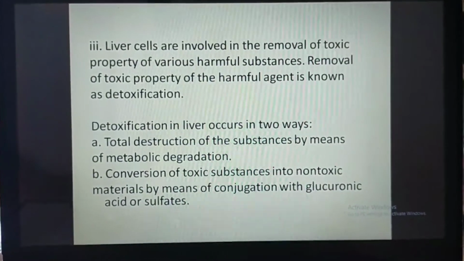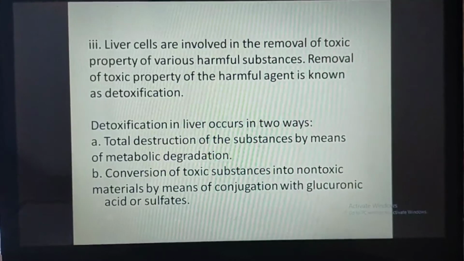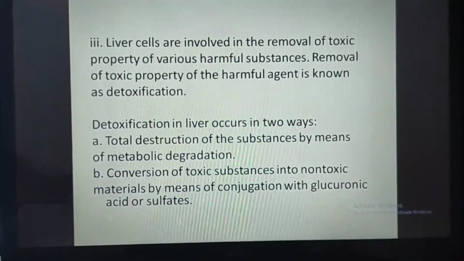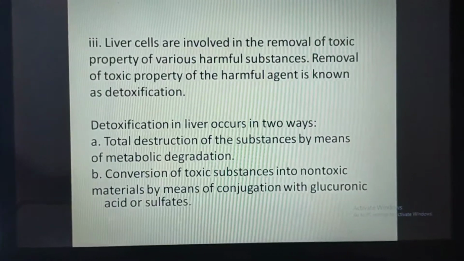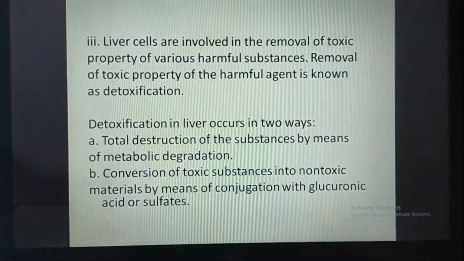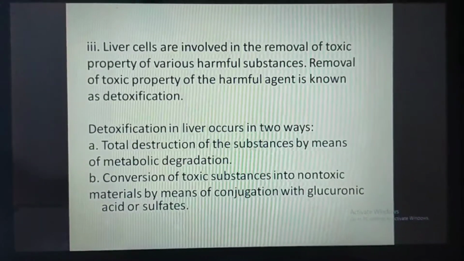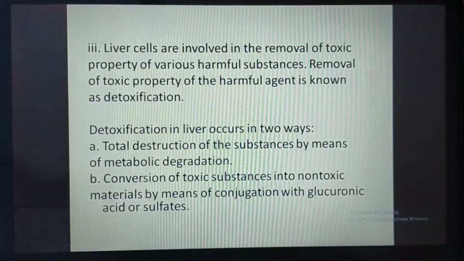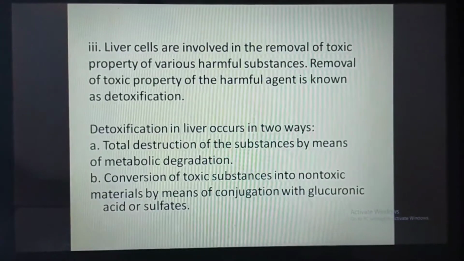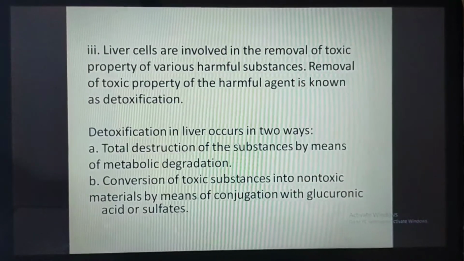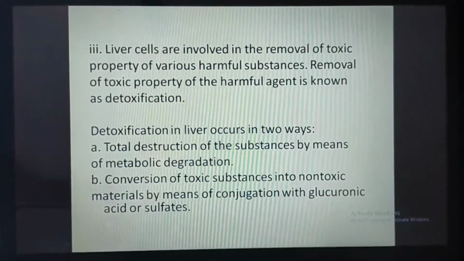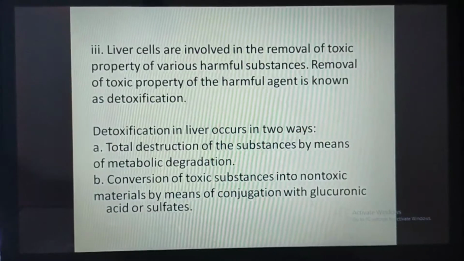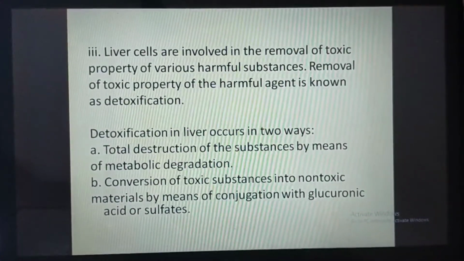Liver cells are involved in the removal of toxic property of the various harmful substances. Removal of toxic property of the harmful agent is known as the detoxification. Detoxification in liver occurs in two ways: total destruction of the substances by means of metabolic degradation, and conversion of toxic substances into non-toxic materials by means of conjugation with glucuronic acid or sulfates.